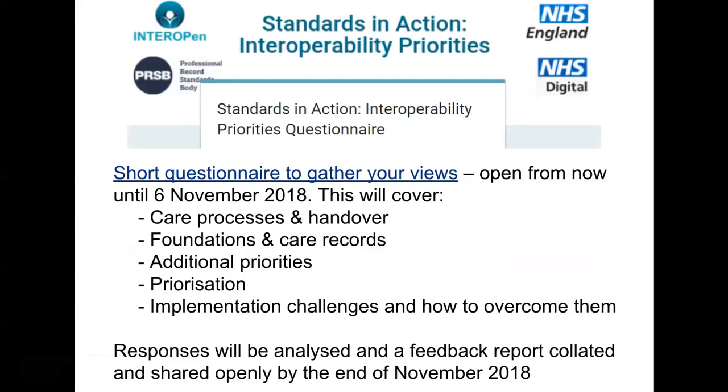So it will cover care processes and handovers, foundations and care records, and also provide you with the ability to give narrative feedback. What are additional priorities that are important to yourselves, and what are the implementation challenges, and how might we or yourselves overcome them? These responses will be analysed and a feedback report collated and shared openly by the end of November. Do be mindful that there is a section on the questionnaire that says that if you don't want to be identified by your answers, let us know, and also try and craft any answers in a way that doesn't make yourselves identifiable if that's important to you.